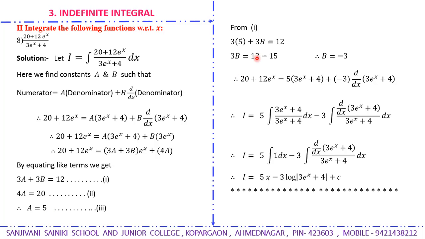So I put a is equal to 5 in the first equation. Simplifying it, I get the value of b as minus 3. So I can write the numerator as 5 times (3 e raised to x plus 4) plus minus 3 times the derivative of this 3 e raised to x plus 4. Use that in our integral and separately divide by 3 e raised to x plus 4. This term will cancel, you will get the integral of 1 dx, and here the integrand is of the form f dash of x upon f of x. Its integral is log of f of x. So 5x minus 3 log of (3 e raised to x plus 4) plus c.